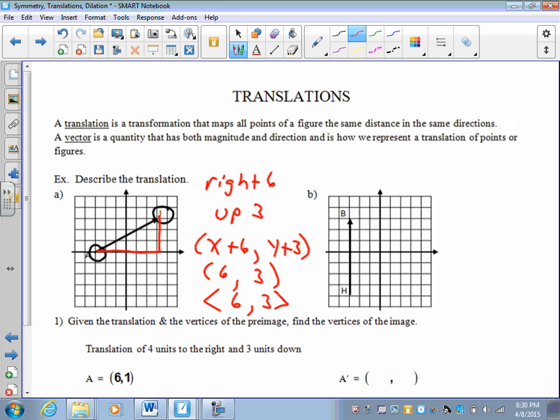So for B, what happened from H to B? So H, how far did I go to the left or right? Well, didn't move. And how far up did I go? I went up 7. So vector notation would be <0, 7>. Translation notation (0, 7), or x, because we didn't add anything, so we don't write x plus 0. So it's just y plus 7.